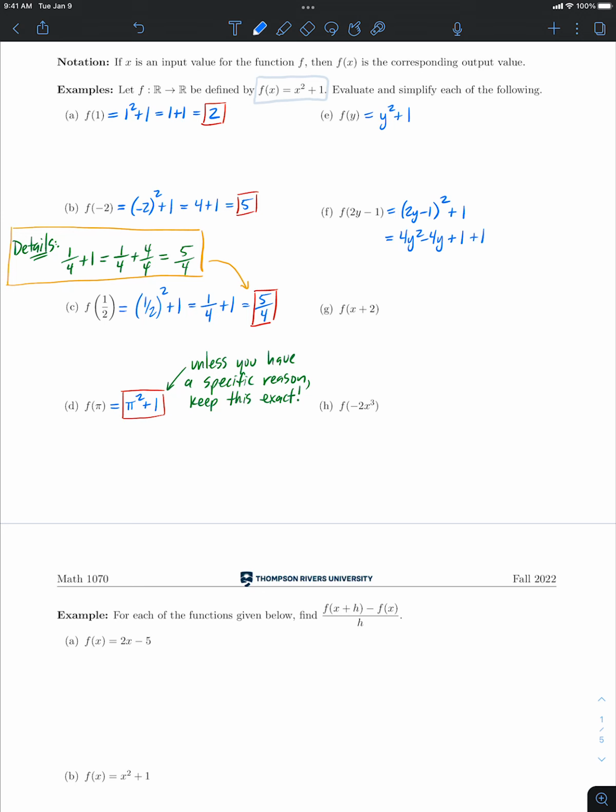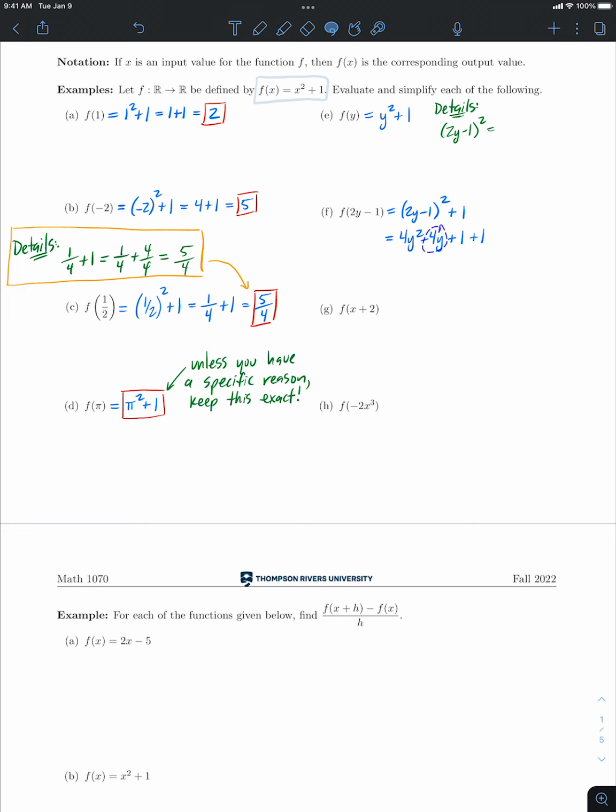Now, how did I get that? Let's back up just a minute here. I'm going to add another bit of detail. Just focus on, forget about the plus 1. If I have 2y minus 1 squared, well, you may think, okay, if I take 2y and I square it, I get 4y squared, and if I take 1 and square it, I get 1.